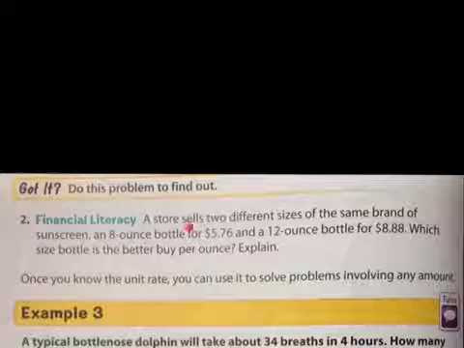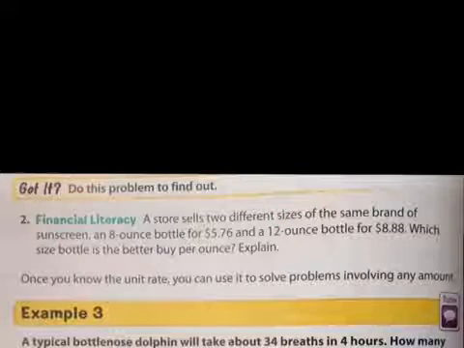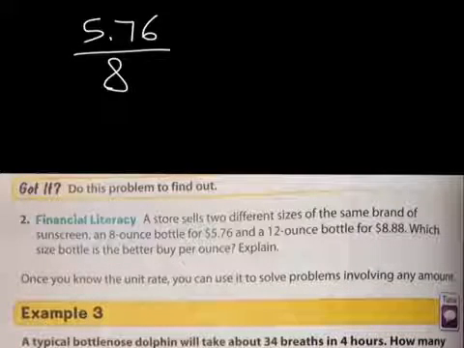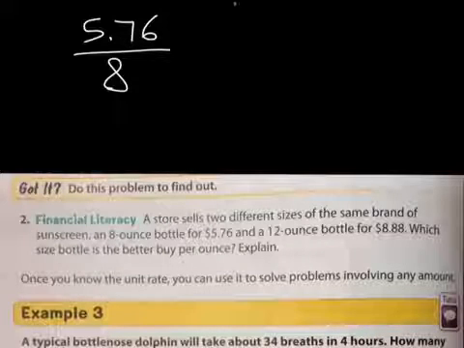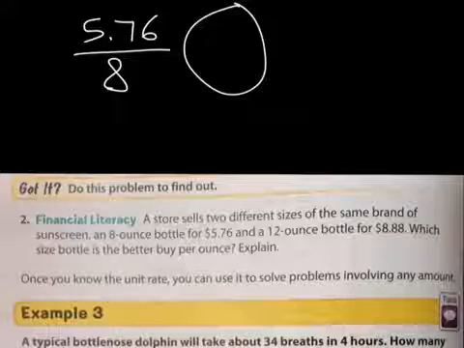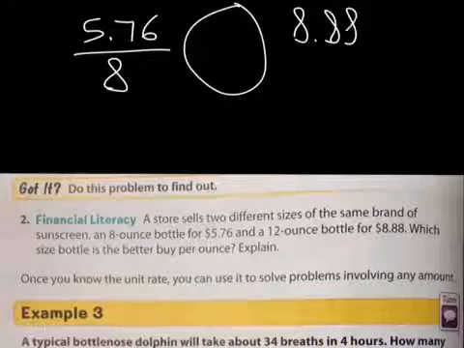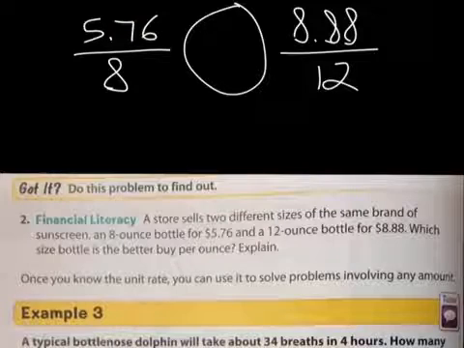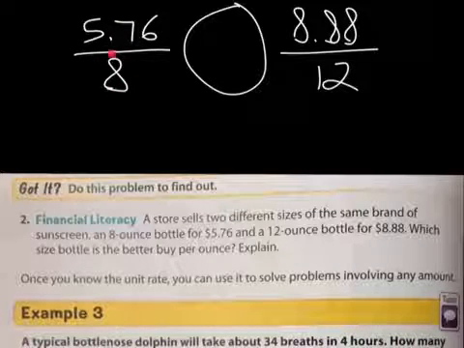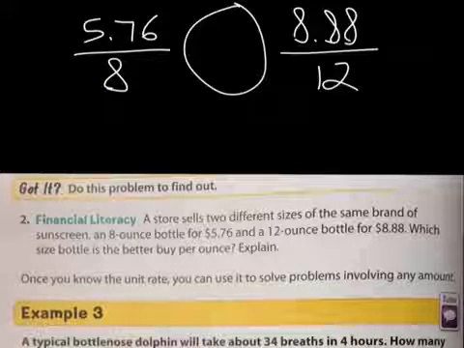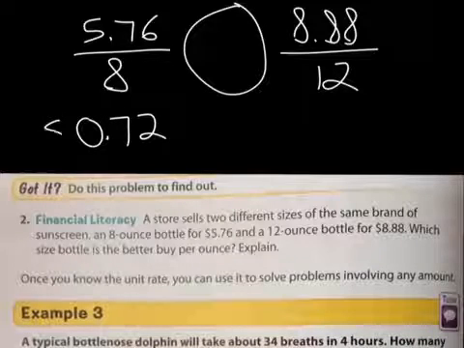Okay, let's try it. A store sells two different sizes of the same brand of sunscreen. An 8-ounce bottle for $5.76, so I have $5.76 for 8 ounces. And on the other hand, which we're going to compare, I have a 12-ounce bottle for $8.88. So $8.88 for 12 ounces. When I divide $5.76 divided by 8 by each ounce, I'm trying to look for the price of only 1 ounce of lotion, right? I get 0.72, so 72 cents. Okay?